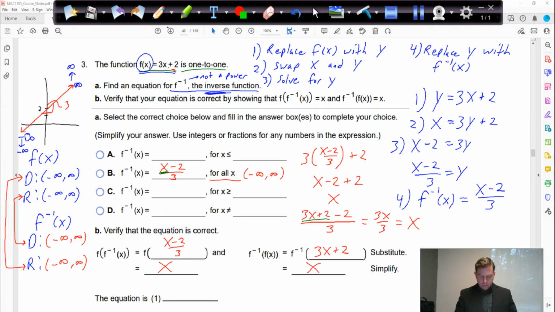So if we plug our inverse into the original function, and we plug the original function into the inverse, and we get x's, then the equation is verified. It is verified that it works as the inverse.